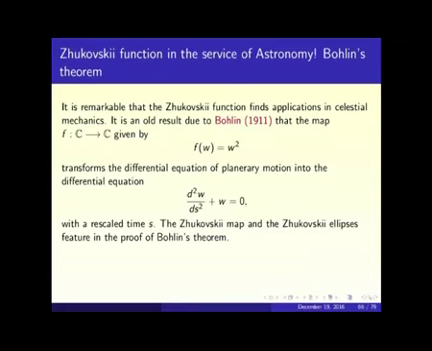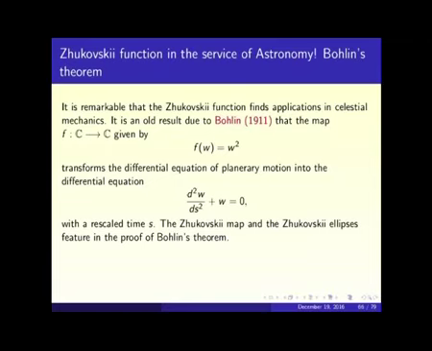It's an old result due to Bohlin that the map f(w) equal to w squared transforms the equations of planetary motion into this equation d2w by ds squared plus w equal to 0. This differential equation is surely familiar to you by now. Of course, the s is not the real time, it is a rescaled time. The Joukowsky map and the Joukowsky ellipses feature in the proof of Bohlin's theorem.